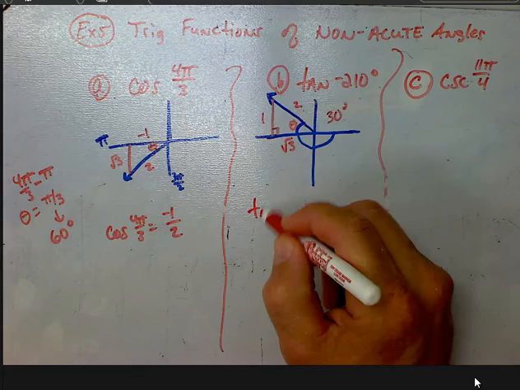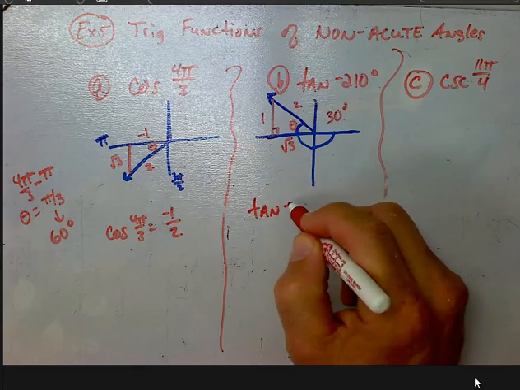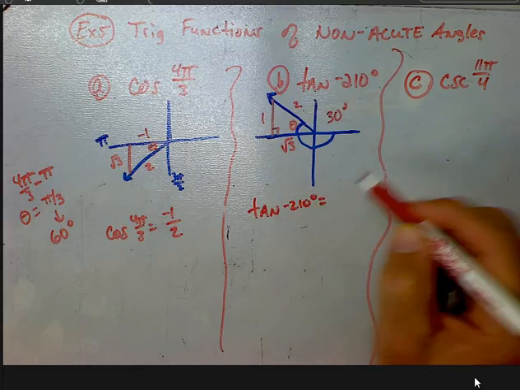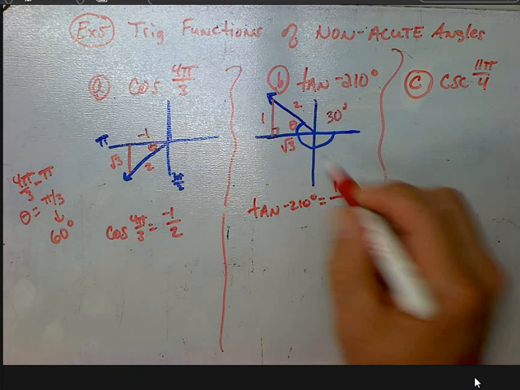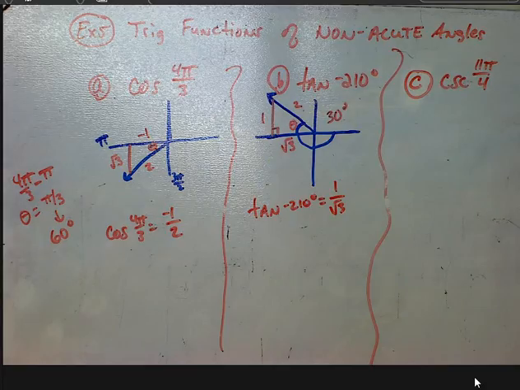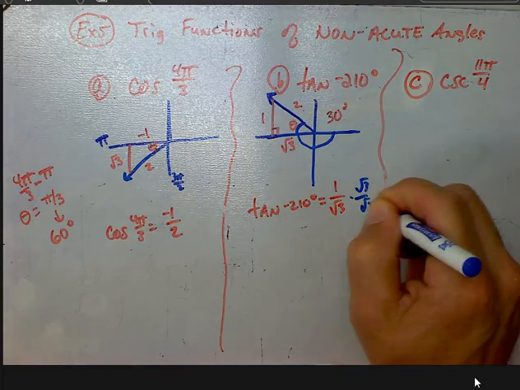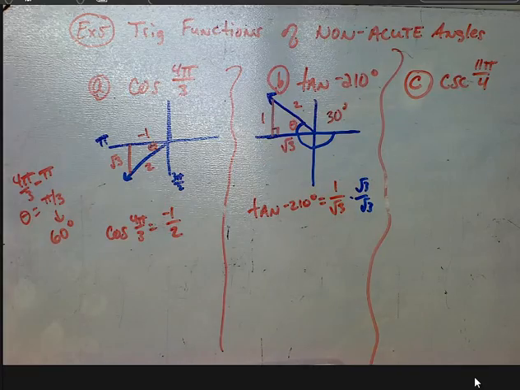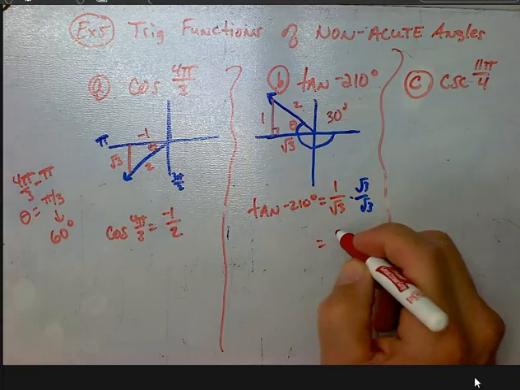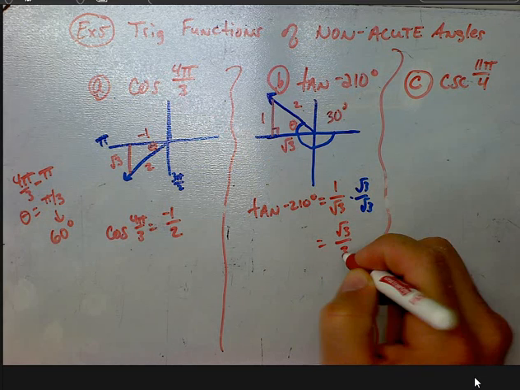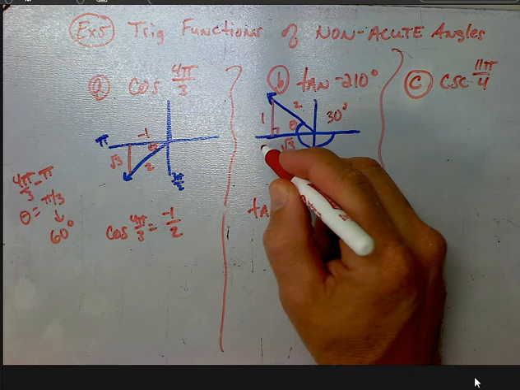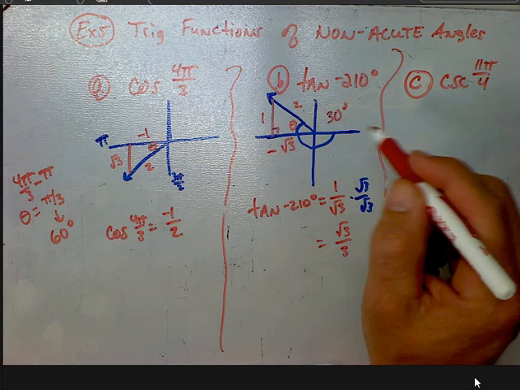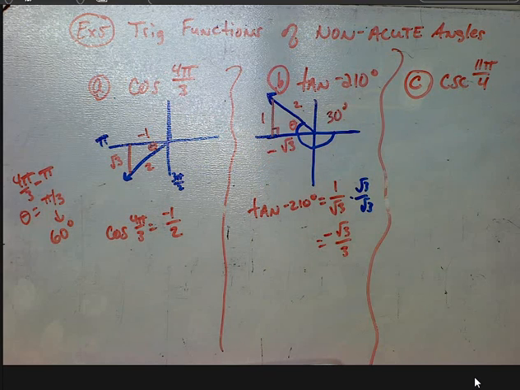And so the tangent of -210 degrees, reference angle of 30, is going to be opposite 1 over adjacent square root of 3. Multiply top and bottom by the square root of 3. And I get an answer of square root 3 over 3. This is negative because it went back in the negative direction. Therefore, it's going to be negative square root 3 over 3.